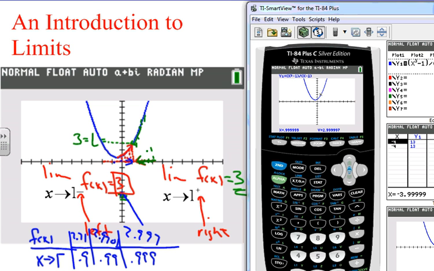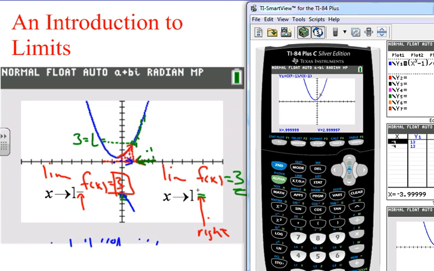Now, we can do that not only to the left side, but we also want to approach from the right side, because they have to approach the same value from the right and left. So I'm going to erase this. We can confirm now that our left side limit equals 3. So now, what happens when x approaches 1 from the right? What happens to our value of f of x?